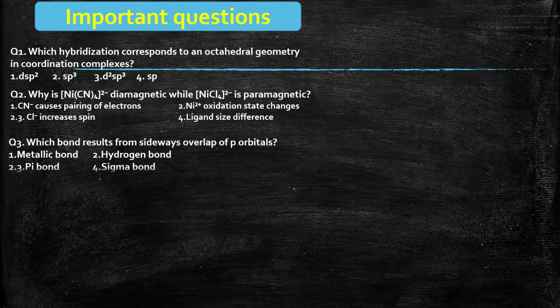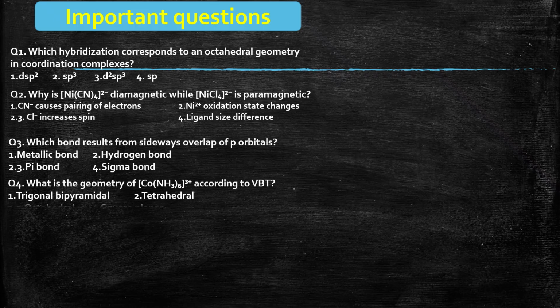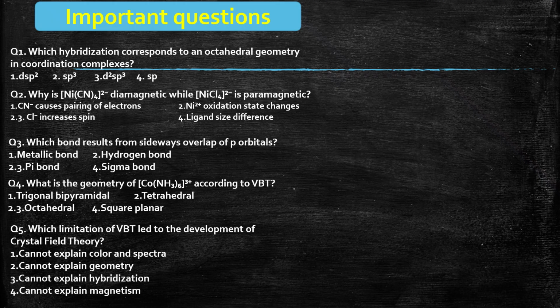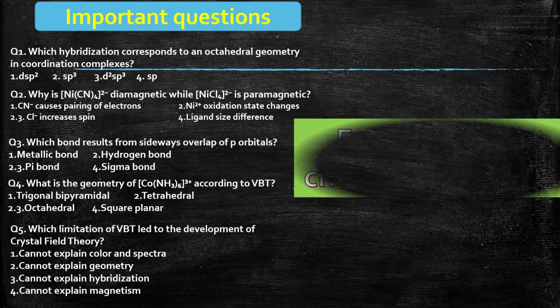Third question, which bond results from sideways overlap of p orbitals? That is pi bond. Next, what is the geometry of hexaamine cobalt according to VBT? Octahedral geometry. Next question is, which limitation of VBT led to the development of crystal field theory? VBT cannot explain color and spectra of the complex. That is the drawback of this theory.